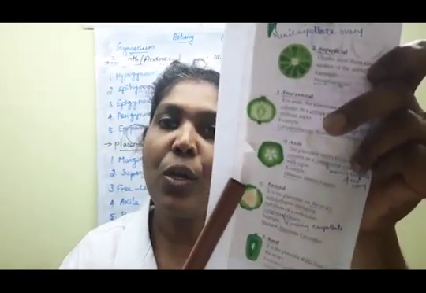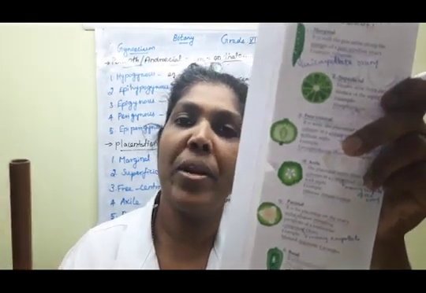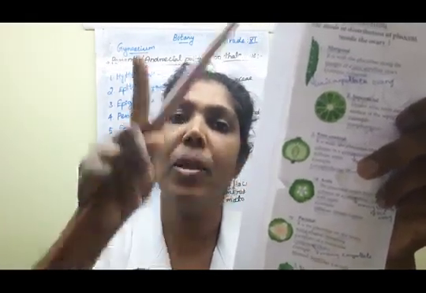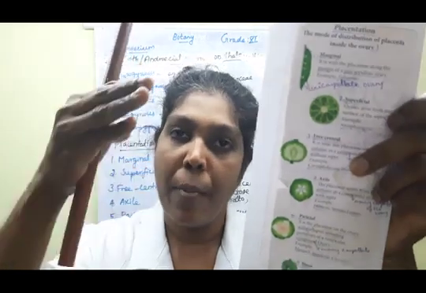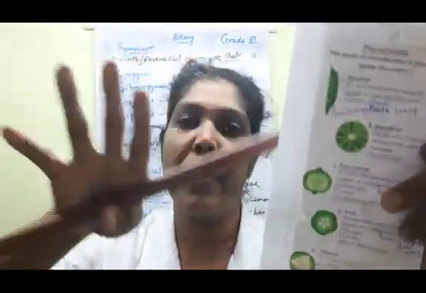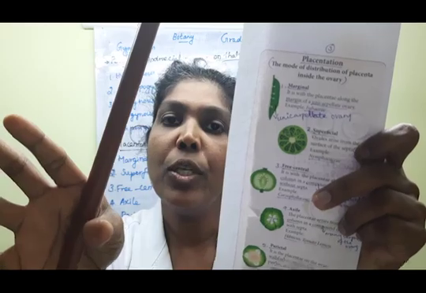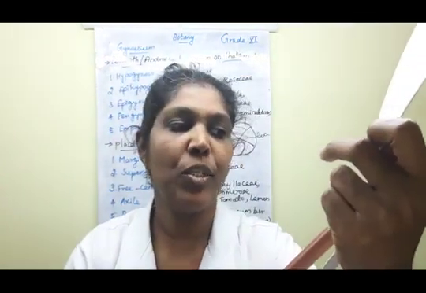Clear, children? This also occurs in many carpels, the compound ovary only, but there is only one locule. Many carpels are present, but all the carpels are found in one locule. Clear, children? Say yes or no? That is known as parietal placentation.